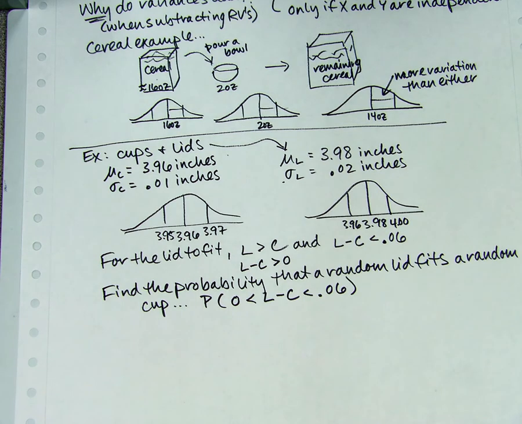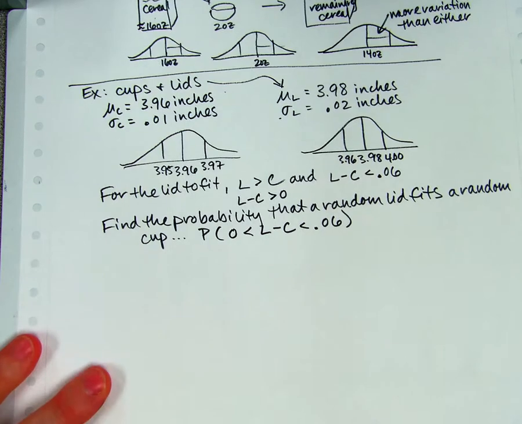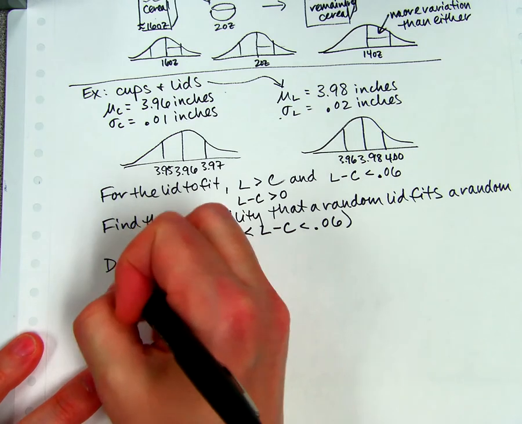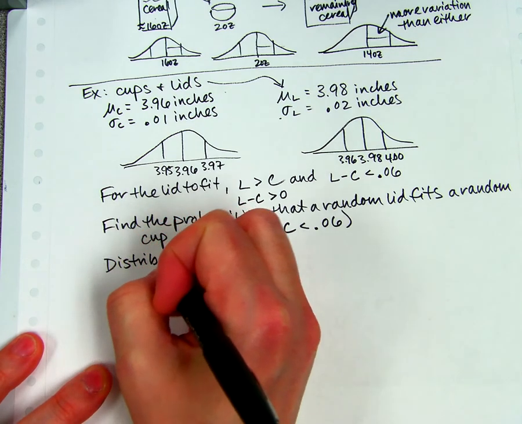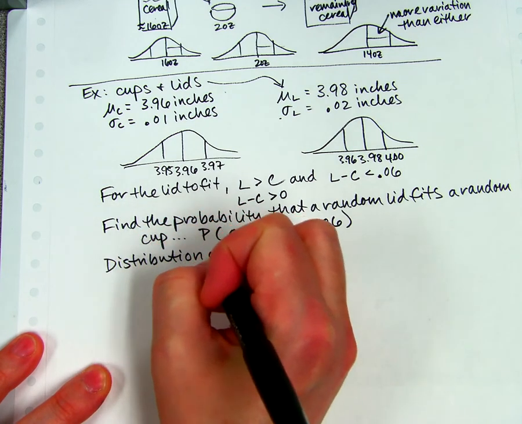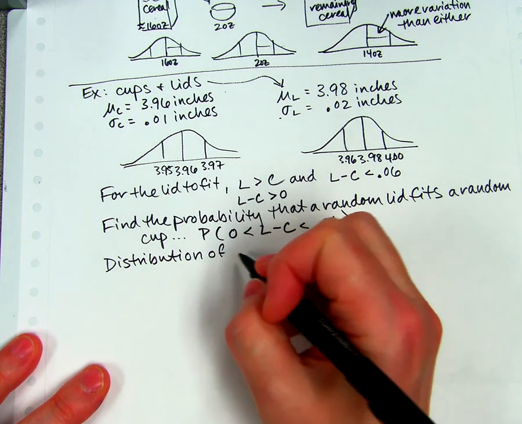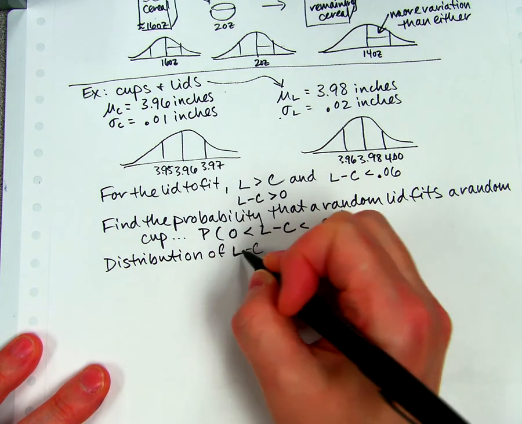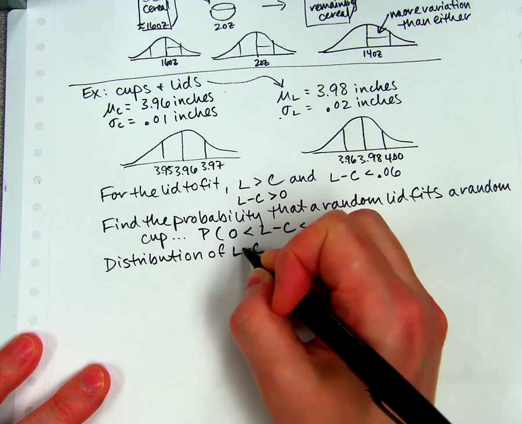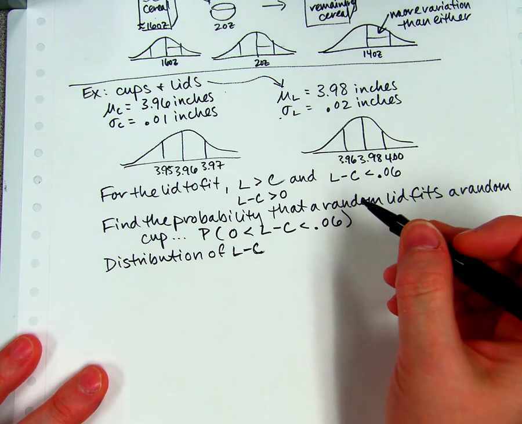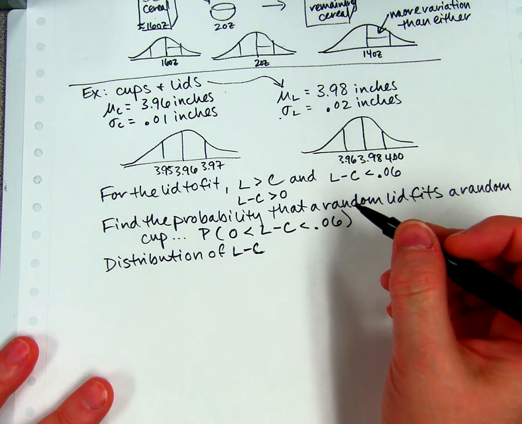So in order to do that, I have to think about this. Let's talk about the distribution of my new random variable, which is L minus C. The difference between the lid and the cup is my new random variable. Notice that it came from subtracting two random variables that are independent.